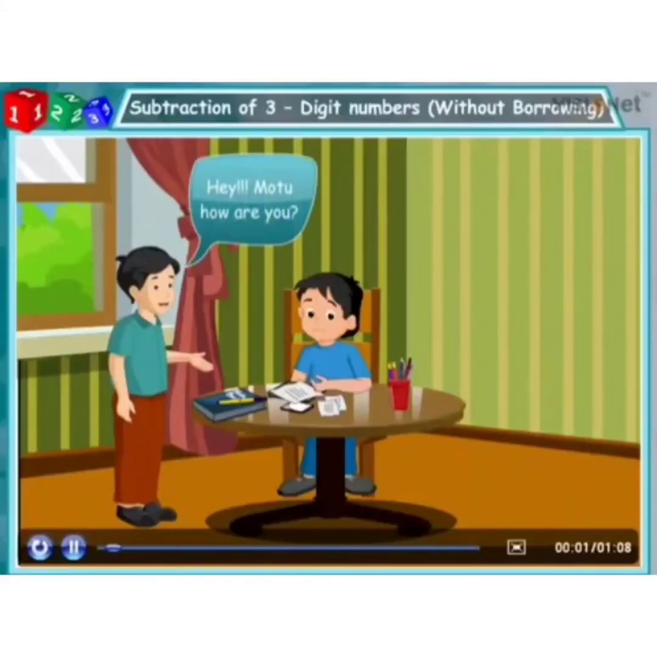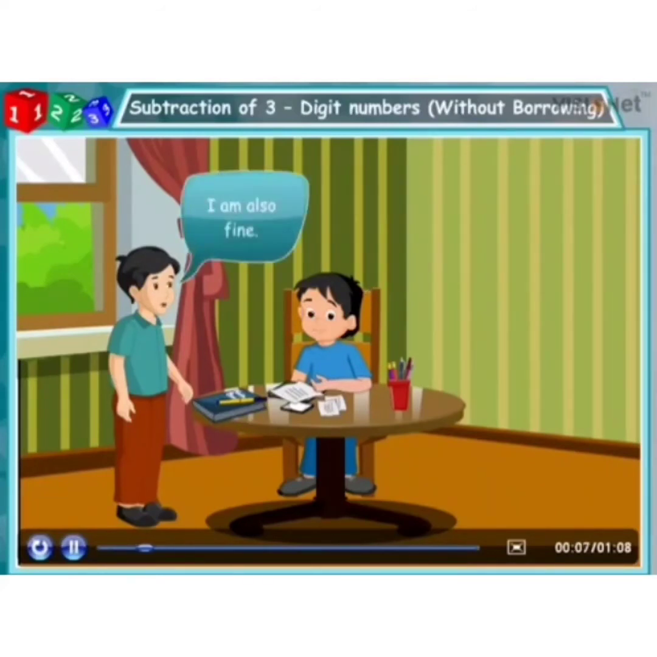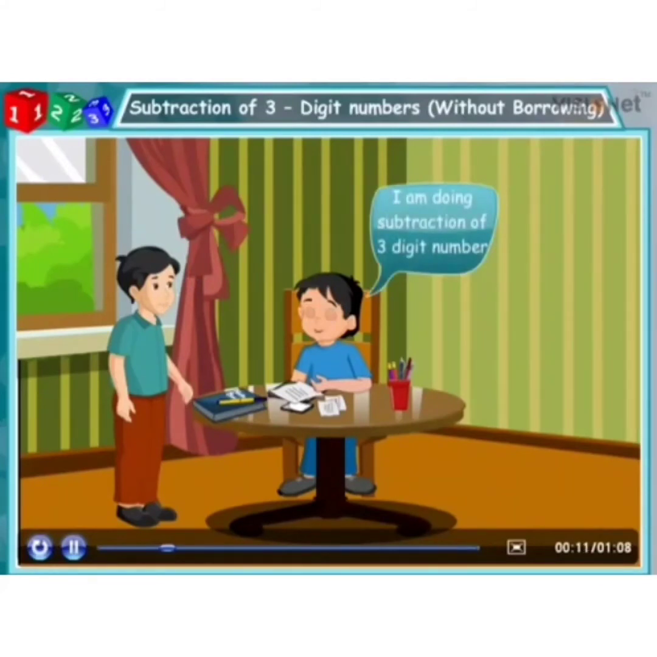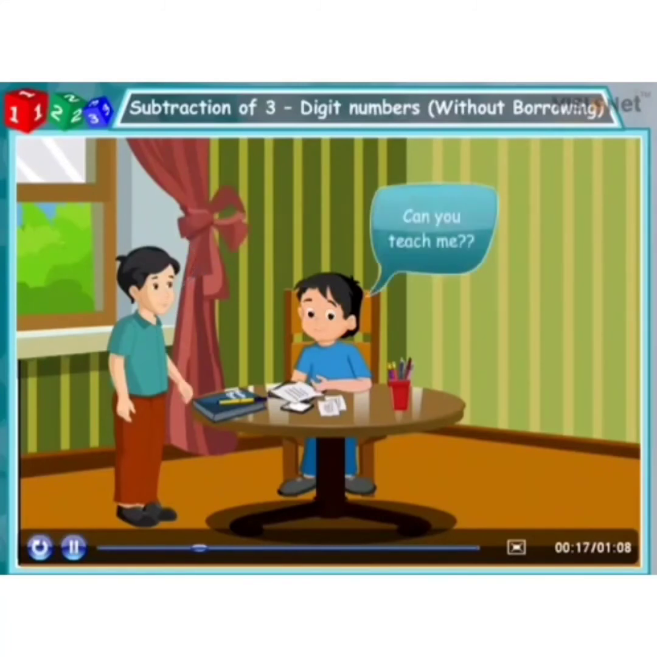Hey Motu, how are you? Hey Chotu, I am fine. What about you? I am also fine. What are you doing, Motu? I am doing subtraction of 3-digit numbers. Do you know how to solve this? Yes, I know. Can you teach me?